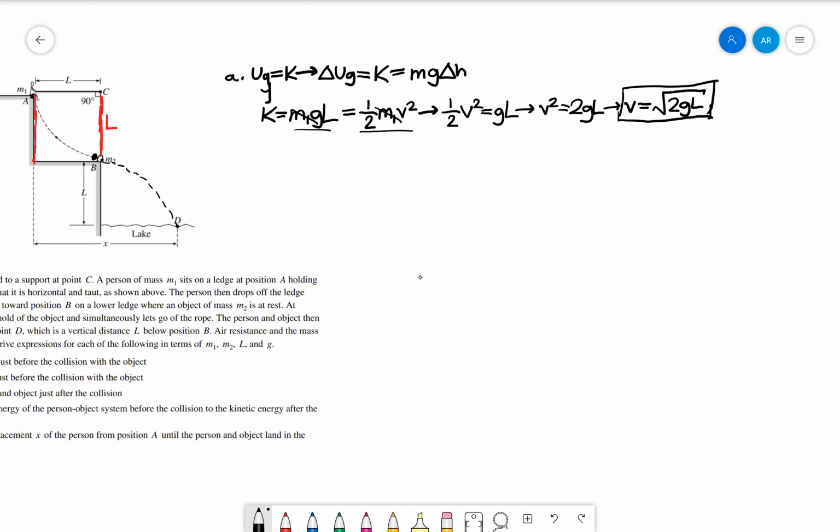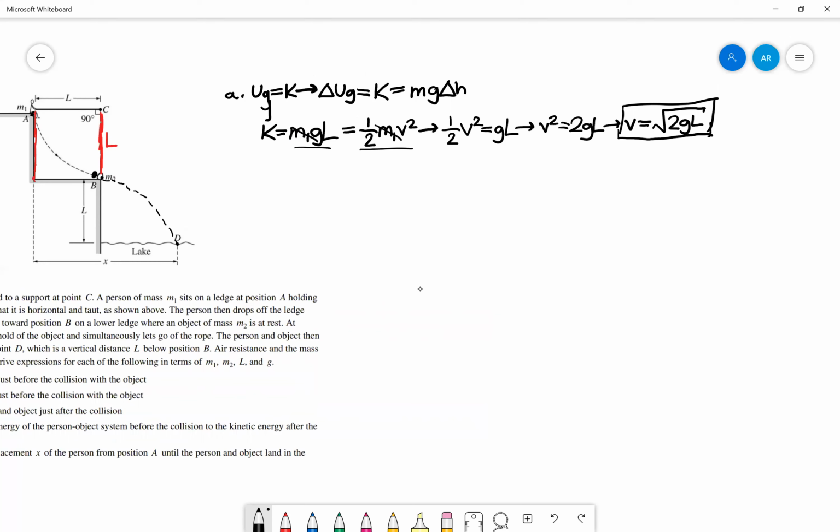Does anyone have any questions so far at all? Okay, it looks like there are no questions. I can wait for a minute just to wait for everyone to grasp the solution. This is not a super hard part because it's a straightforward application of conservation of energy. So let's move on to part B because I don't see any questions.